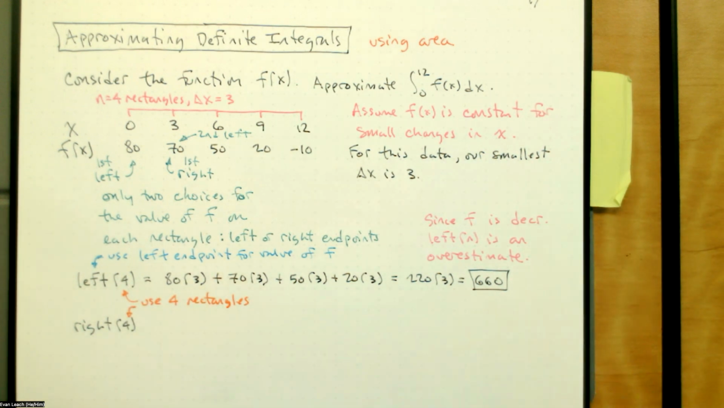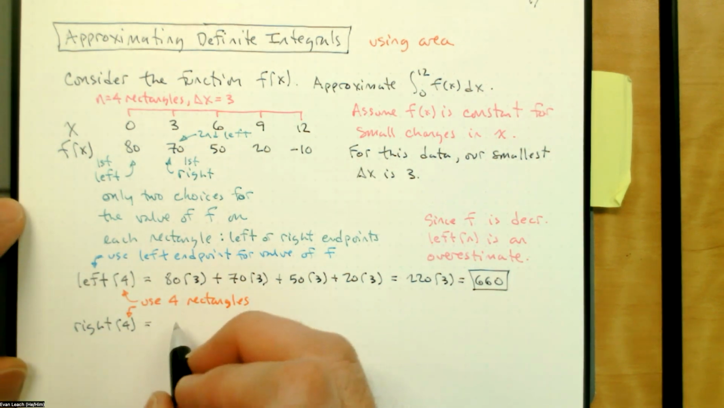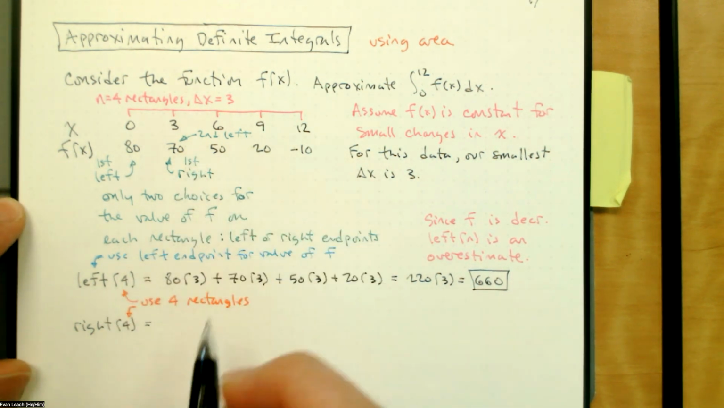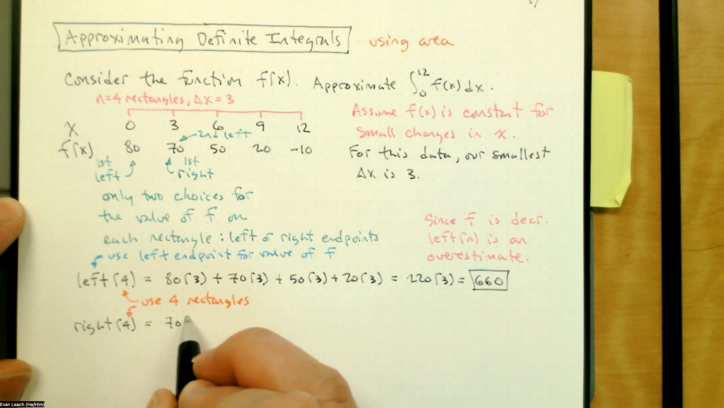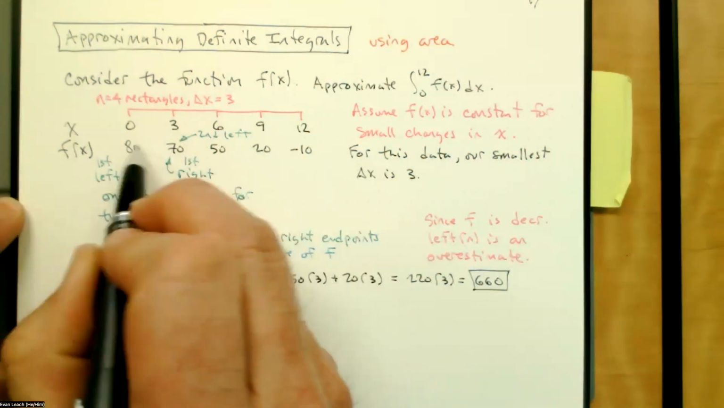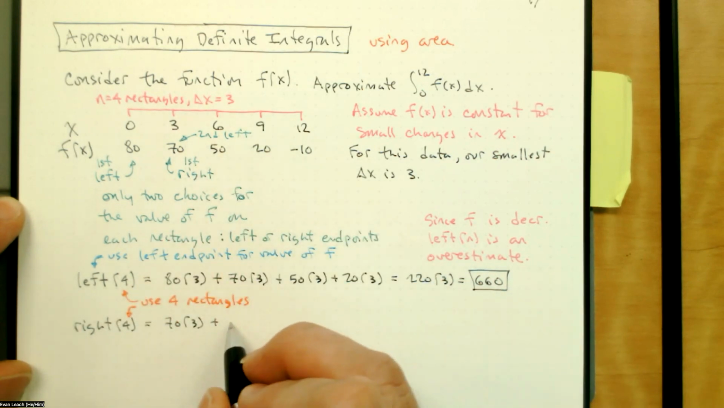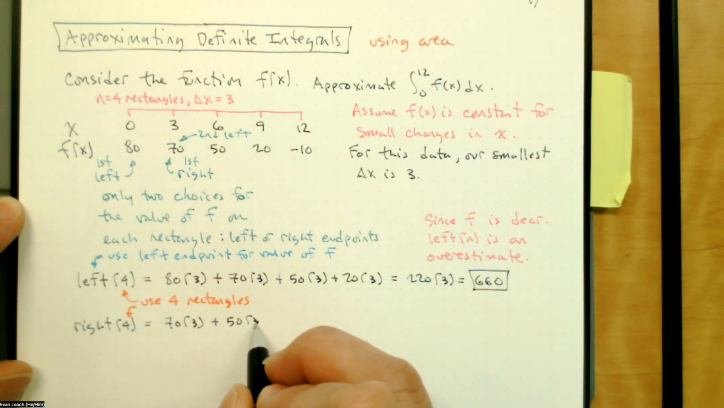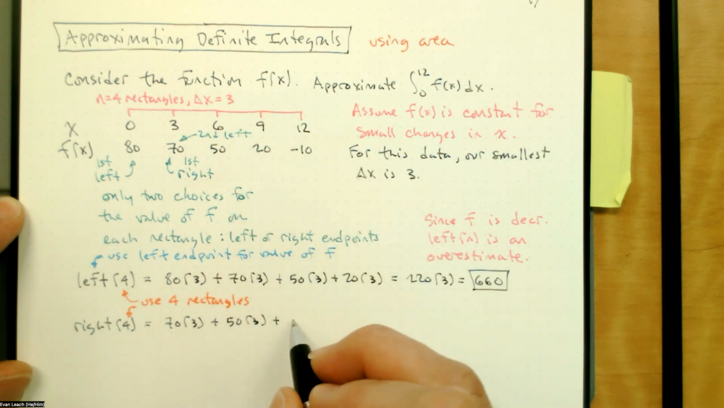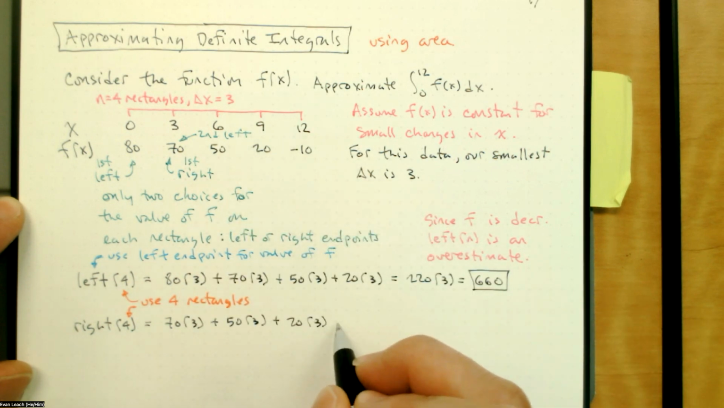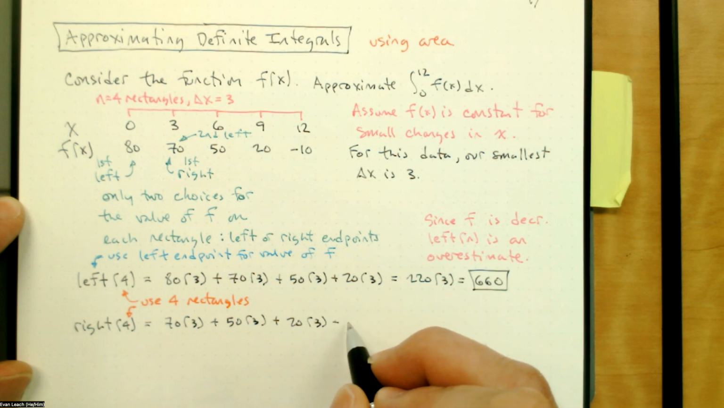The 4 still means use 4 rectangles. Now for each of the 4 rectangles, I'm going to use the right endpoints. I'm going to get an underestimate for this. I'm going to use the lowest value. So the first right is a 70, and we use that for that first rectangle. And then the second right is a 50. The third right is a 20. And the fourth right is a negative 10.